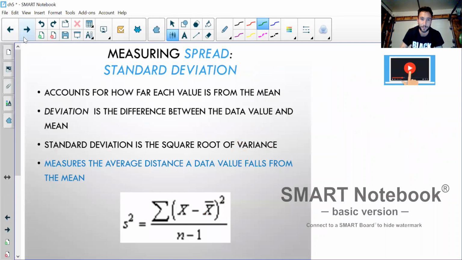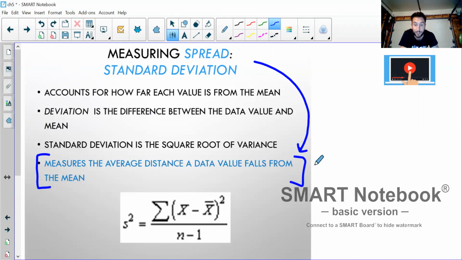So, standard deviation, measure of spread. Standard deviation, definition right down here at the bottom. Standard deviation measures the average distance a data value falls from the mean. So standard deviation is measuring, on average, how far is each data value from the middle, from the average. So standard deviation accounts for how far the data value is from the mean. Like, yeah, obviously, that's what the definition said. Why'd I even write that?